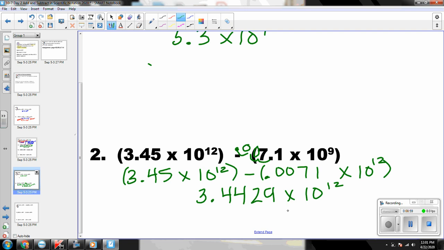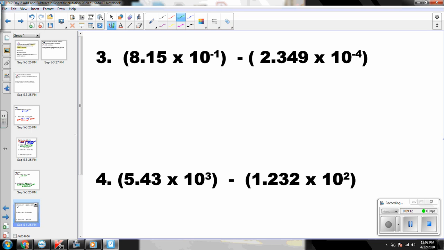My final answer needs to be in scientific notation. Is it? Yes, it is, because 3.4429 is 1 or higher but less than 10. Okay, when I go to number 3, I'm subtracting. I'm going to look at my exponents and make sure they're the same. They're not the same. I have a -1 and -4 exponent. So I found out the easiest way is to pick the higher exponent. Well, -1 is higher than -4. So I'm going to keep this number 8.15 times 10 to the -1.